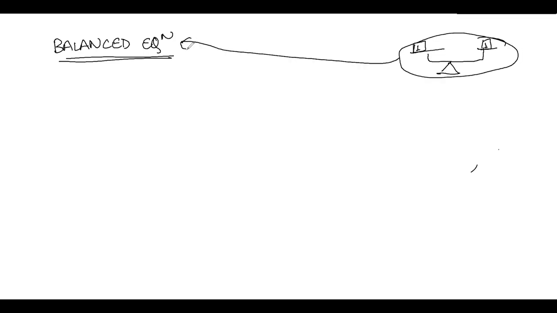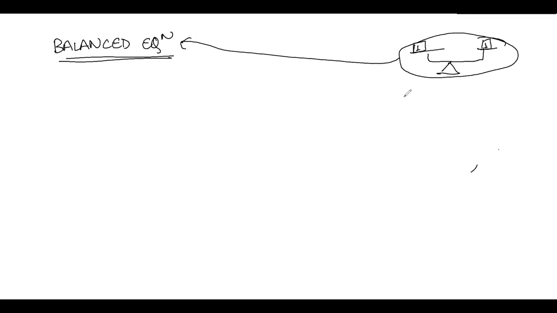So a balanced equation is a chemical equation in which the number of atoms of each element is equal on both the sides. That's why we call it balanced. So for example, we have a weight balance. Now if we have equal weight on both sides, that is 1 kg over here and 1 kg over here, it is said to be balanced. So this is what gives it the name balanced equation. We have an equal number of atoms on the reactant side and the product side.